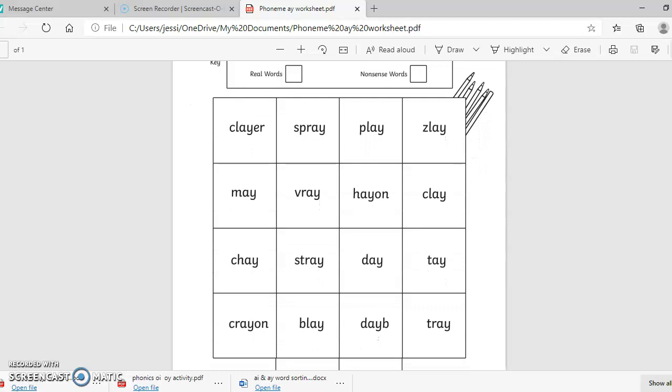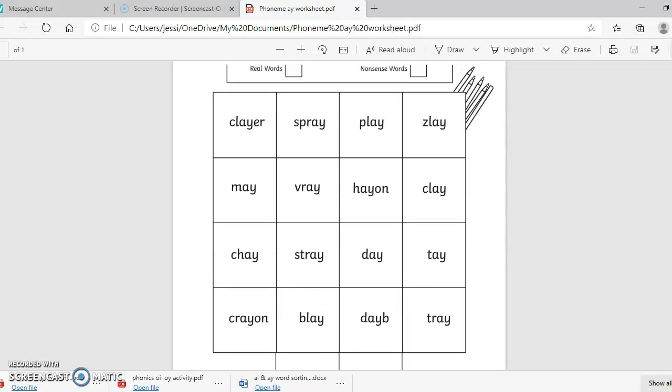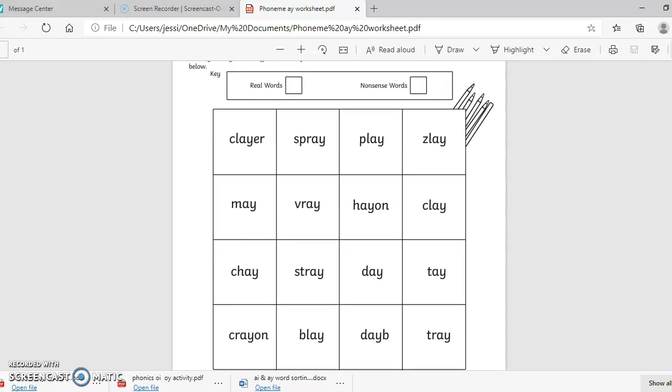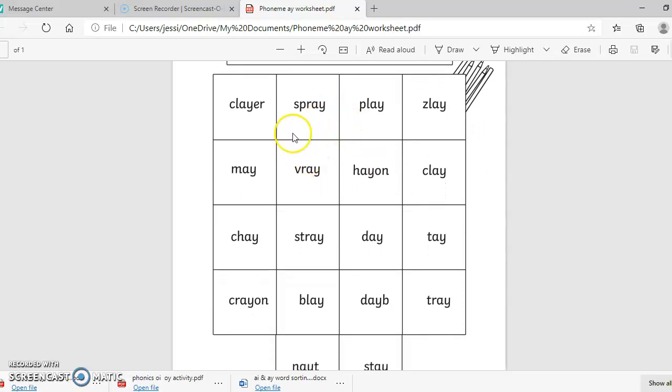So what I'd like you to do is look at these words and maybe write the words that are real in one colour and the words that are nonsense words that don't make any sense in another colour. So we'll have a look at one together. So, Claire. I don't think that's a real word. I don't think that makes any sense. I've just spoken to my grown-up that's with me, or my big brother and sister, and we know that that's not a real word. So I'm going to write that down in a pencil.